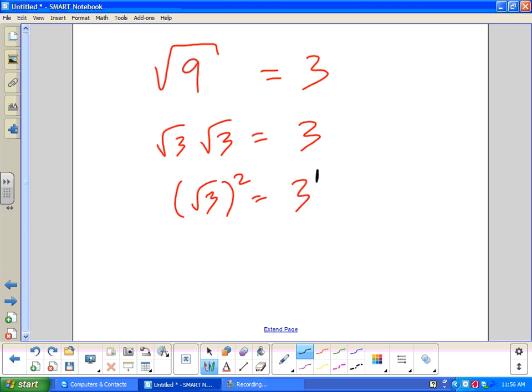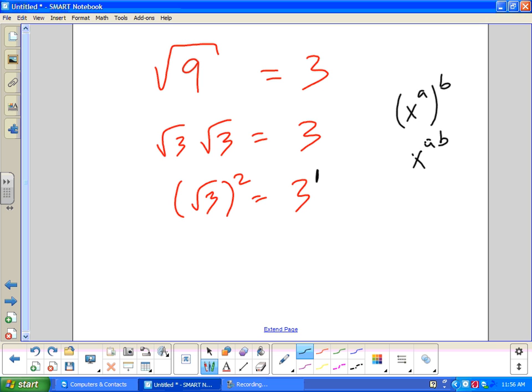So, when I do this, we know the power rule. Remember our power rule. Our power rule says this. If I have x to the a power raised to the b power, that's equivalent to x to the ab. Right? You multiply the things. So, I have a 3 here.